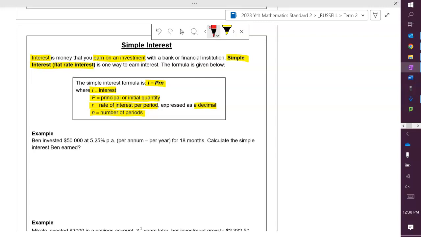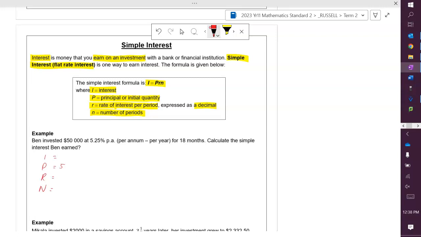So Ben invested $50,000 at 5.25% per annum. Per annum, or PA, means per year, for 18 months. Calculate the simple interest that he earned. So if we set up our formula here and fill in all the bits of information, it can help us to determine which thing we're trying to find.